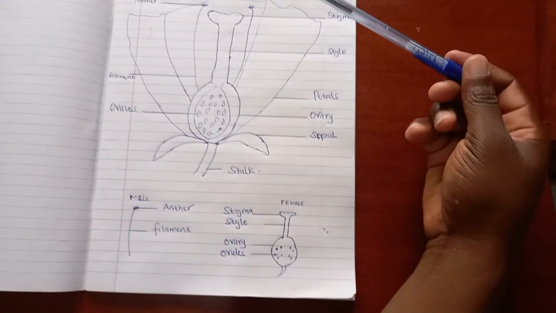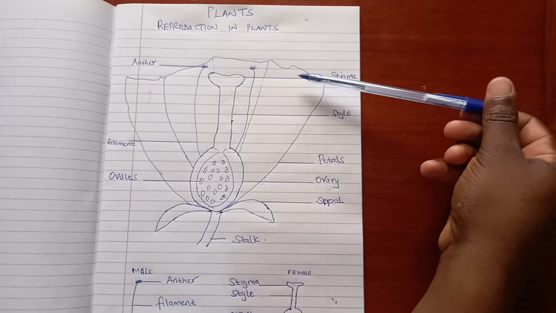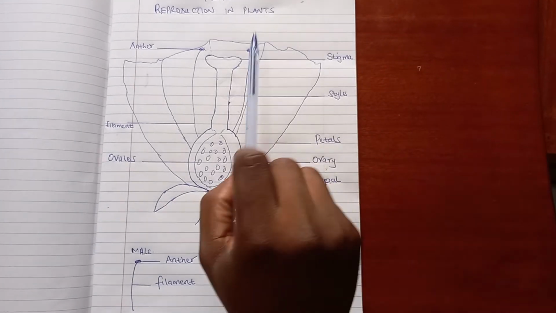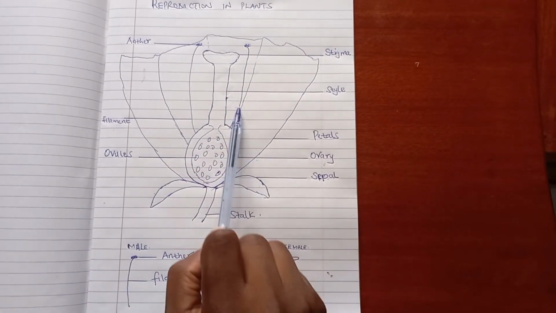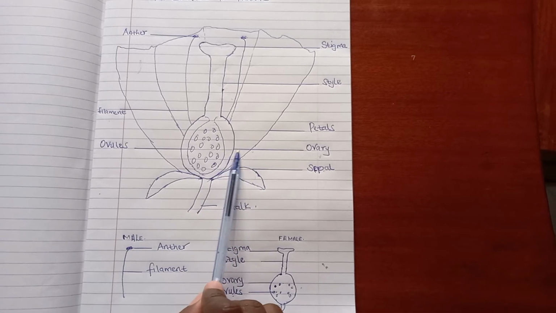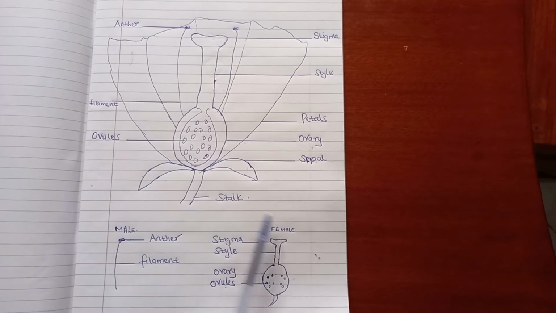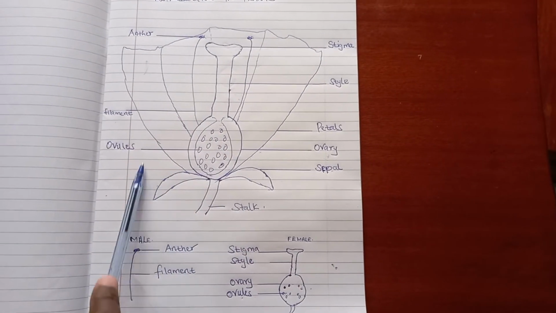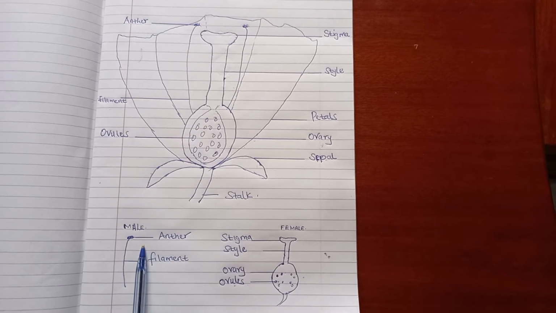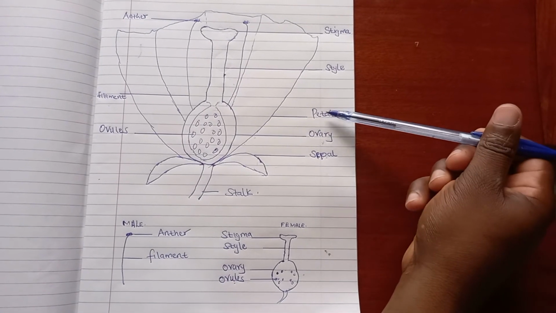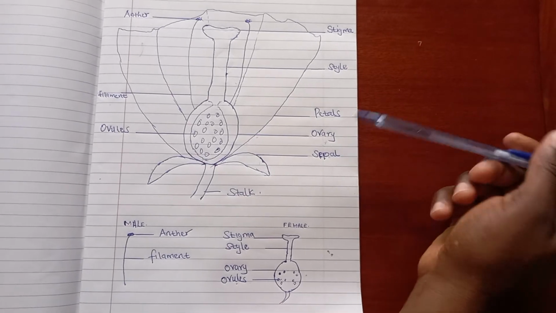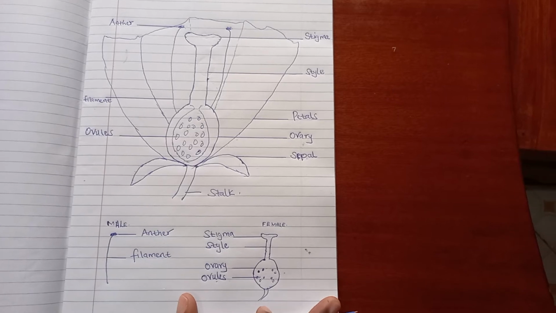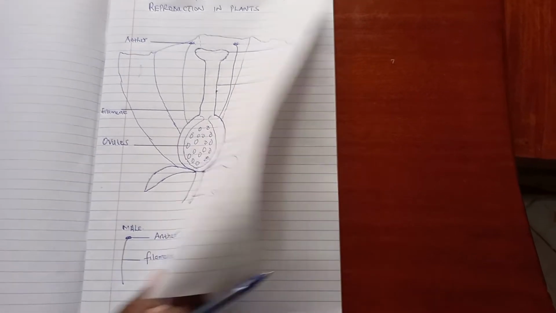Learners, for you to answer questions well, you must know the parts of a flower. You must know where the stigma is, the style, the ovary, and the ovules. Those are the female parts. You must know where the anthers and the filament are, which are the male parts. You also need to know the petals and the sepals. So, learners, let us list down the functions of each part of the flower.